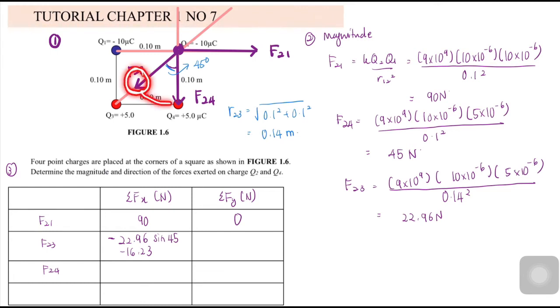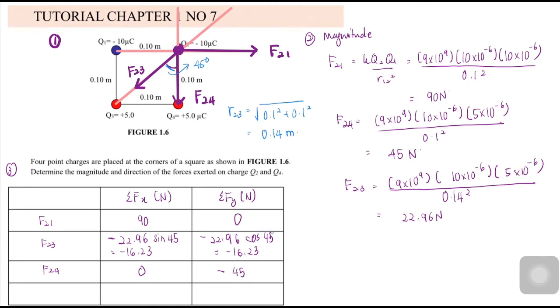So for summation Fy ni pula, F23 tarik kepada Y will be directed downwards, so it will be negative 22.96 cos 45. Nak buat sin 45 pun tak ada masalah, sama. So dia punya answer will be negative 16.23. Dan kita buat F24. F24 is directed downwards on Y axis. So bila dia on Y axis, X axis akan sama dengan kosong. So Y axis will be negative 45.